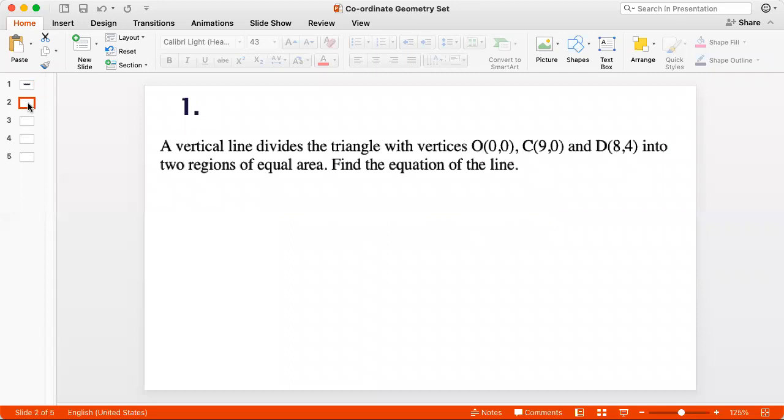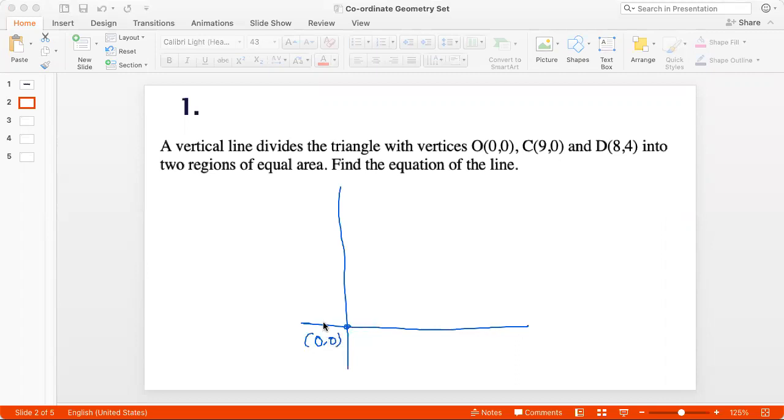Question 1. A vertical line divides the triangle with vertices 0, 0. Okay, so one vertex is the origin, C9, 0. So that's here. And D8, 4. So that's here. Into two regions of equal area.